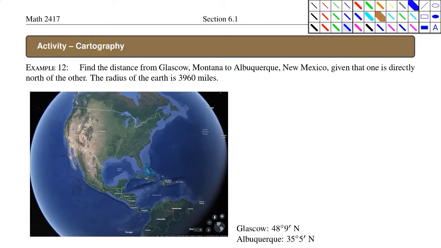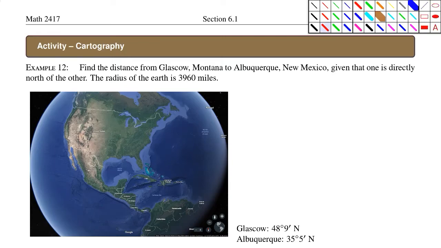Let's take a look at the activity concerning cartography. Example number 12. Find the distance from Glasgow, Montana to Albuquerque, New Mexico, given that one is directly north of the other. The radius of the Earth is 3,960 miles.